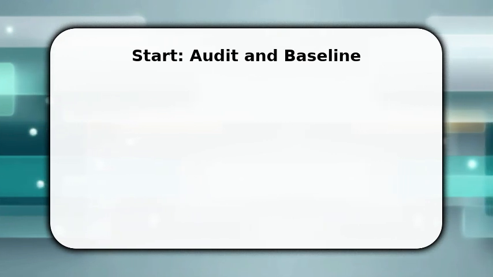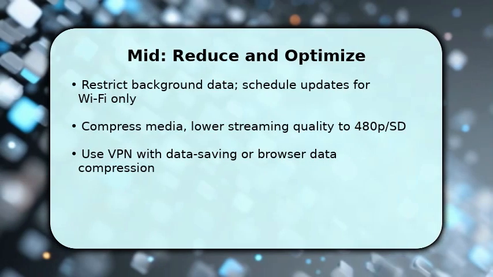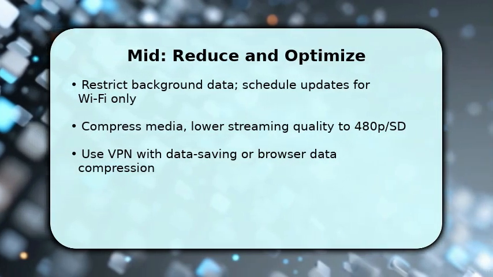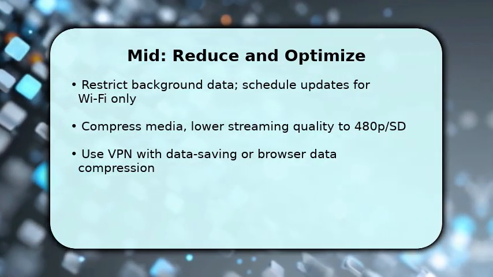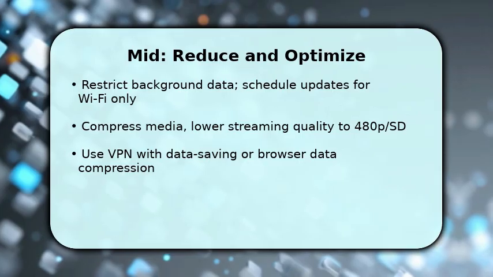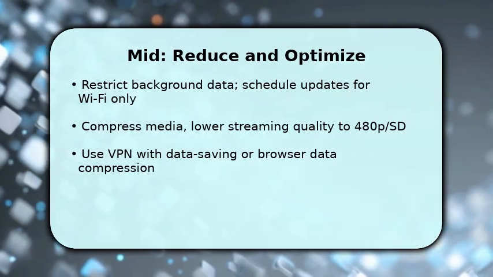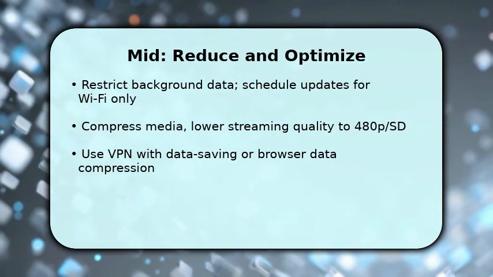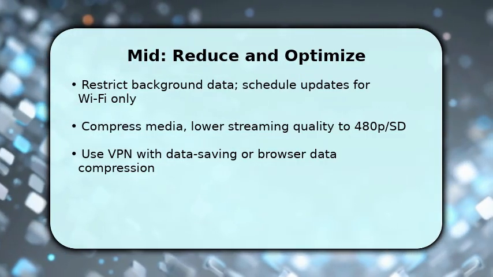Now you reduce ongoing usage by changing behavior and settings. Start by closing apps that sync in background and force background data off for heavy apps. Then make streaming and downloads Wi-Fi first. Lower video quality to 480p or SD, compress photos before sending, and turn off autoplay. Additionally, use a browser or VPN that offers data compression to shrink transferred bytes.